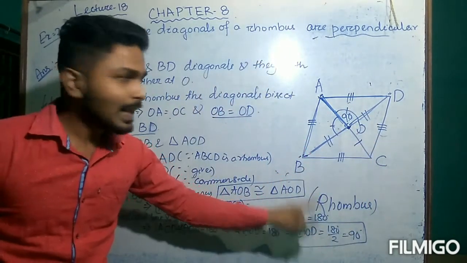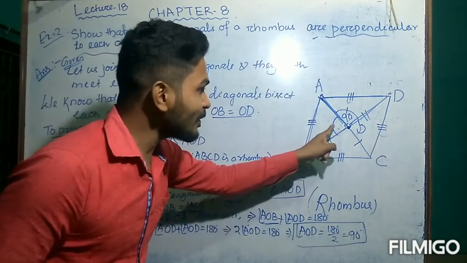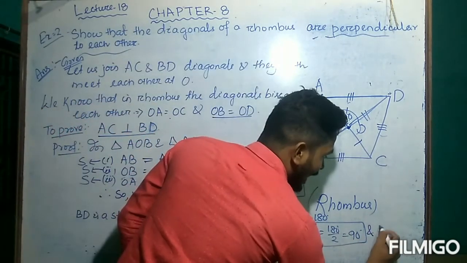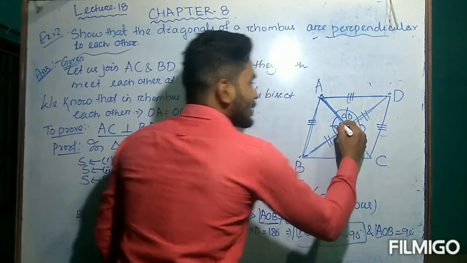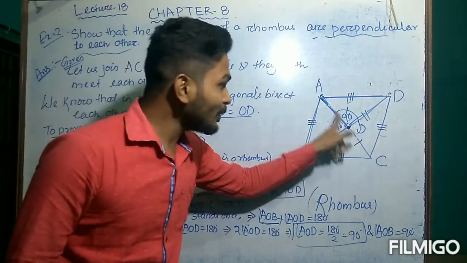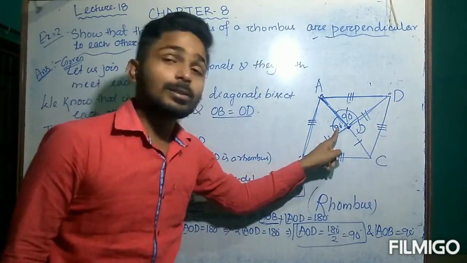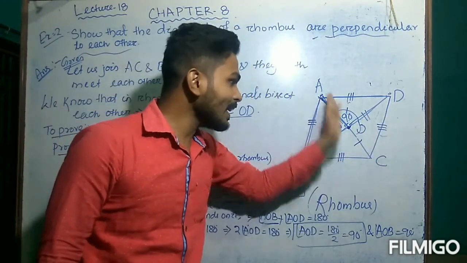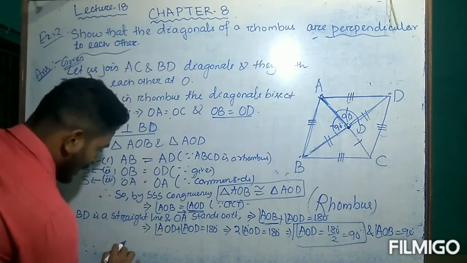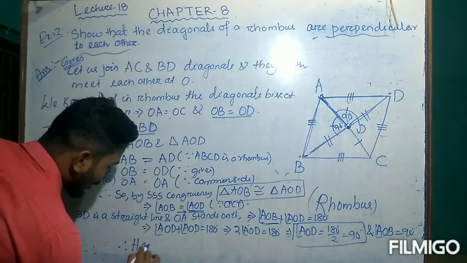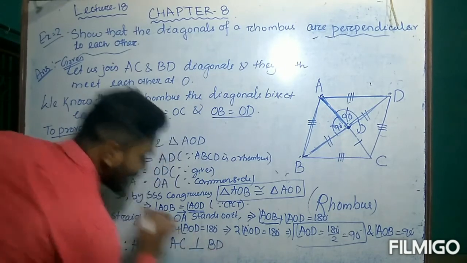We have proved it, and already AOB is equal to AOD. If AOD is 90, then what is the value of AOB? It must be 90, so AOB is equal to 90. So what have we found? We have found the angle between this diagonal and this diagonal is 90 degrees here, and between this diagonal and this diagonal is 90 degrees also here. Hence we can write AC is perpendicular to BD.